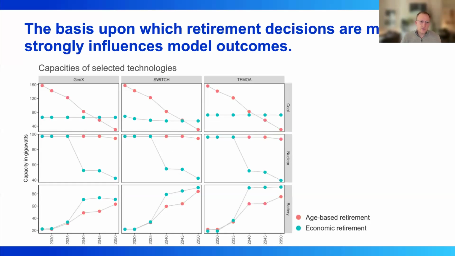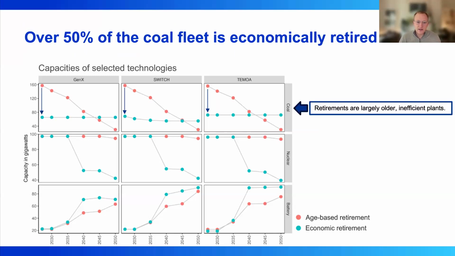Okay, and so the main takeaway here is that the basis upon which retirement decisions are made strongly influences model outcomes. And to illustrate that, we can look here at some capacity decisions. So in the different columns, we have 3 of the different models that we used. And in the rows, we have 3 different resources of note. So the first row is coal, then nuclear, then batteries. And we're plotting the total capacity in gigawatts of these resources. The red lines indicate the age-based retirement configuration, and the teal lines correspond to the economic retirement.